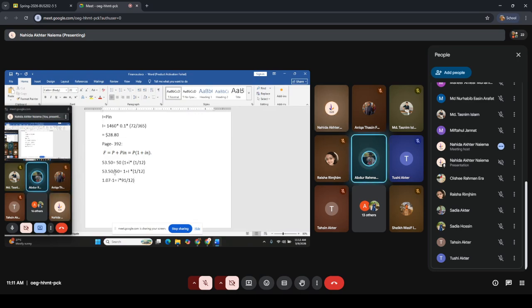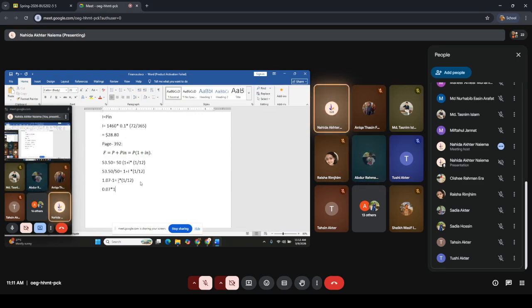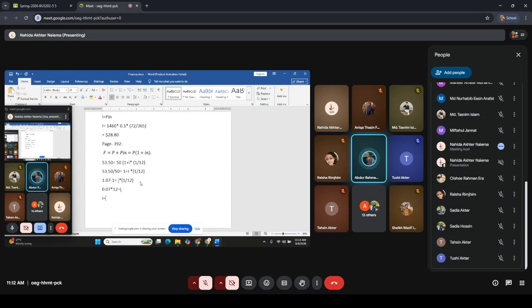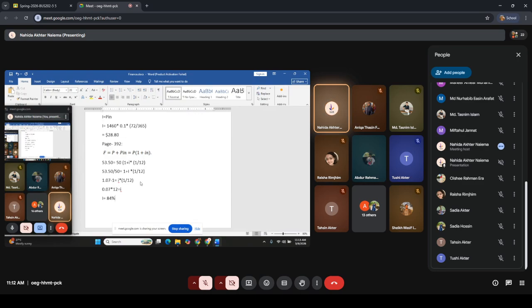And 0.07 after subtracting 1. 0.07, yes, ma'am. Times 12 gives 0.84. So how much will it be? 0.84, but if it is interest it will be 84%. 84%, right? Clear, everyone? Yes, ma'am. Is it clear?